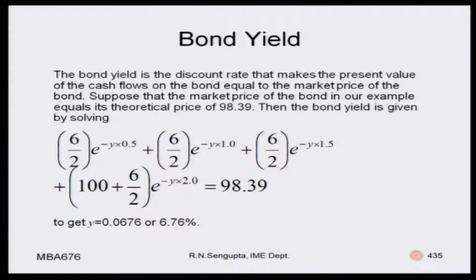The bond yield is the discount rate that makes the present value of the cash flow of the bond equal to the market price of the bond exactly. Suppose the market price of the bond in our example is given as 98.39, then you want to find out what the bond yield is.